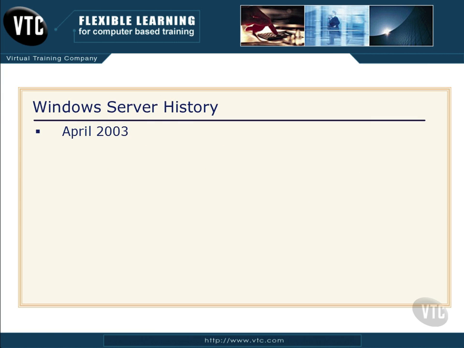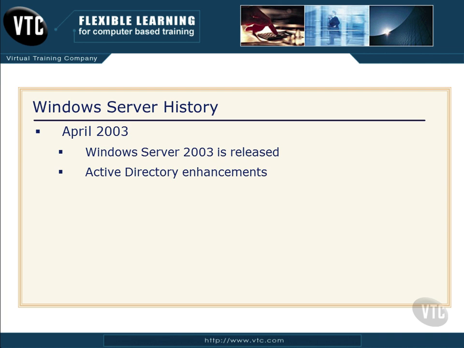Well, in April of 2003, Microsoft released Windows Server 2003. They did some pretty major enhancements to Active Directory. They introduced the idea of secure by default, meaning that when you installed the server, nothing was working. It was running just enough to be running. You didn't have all the services. You didn't have a web server, all that stuff running.